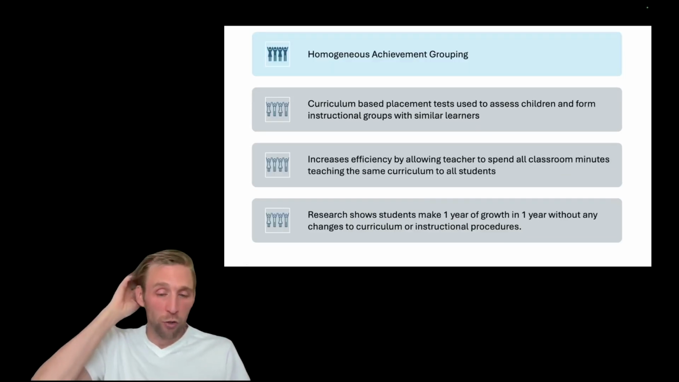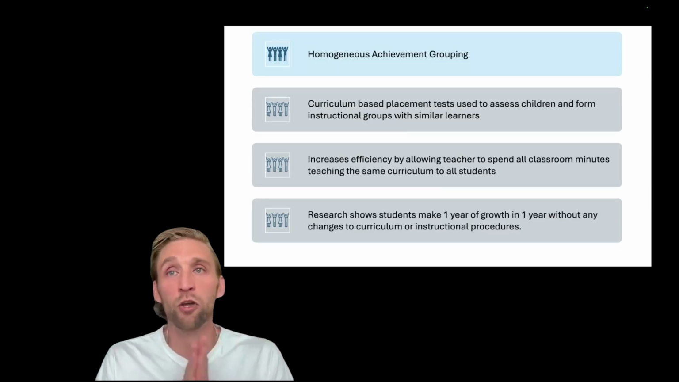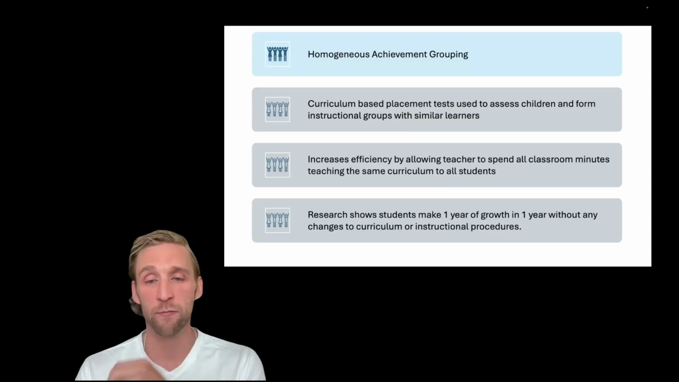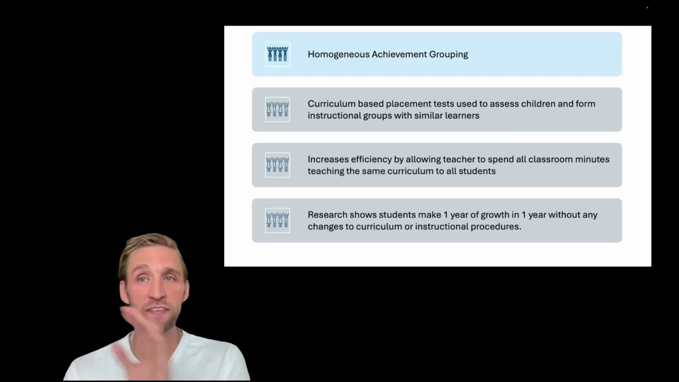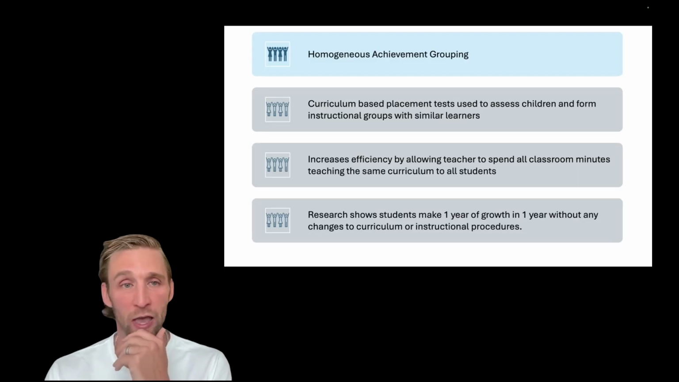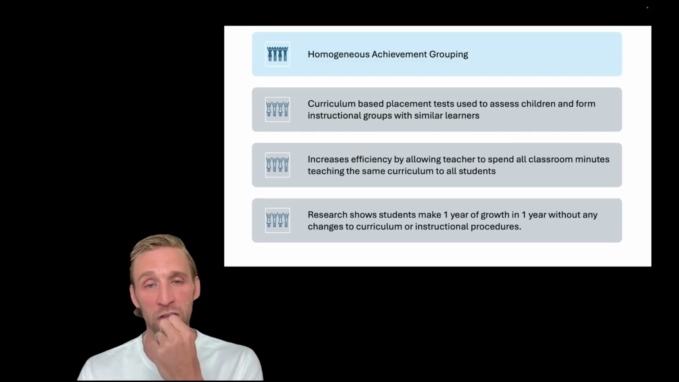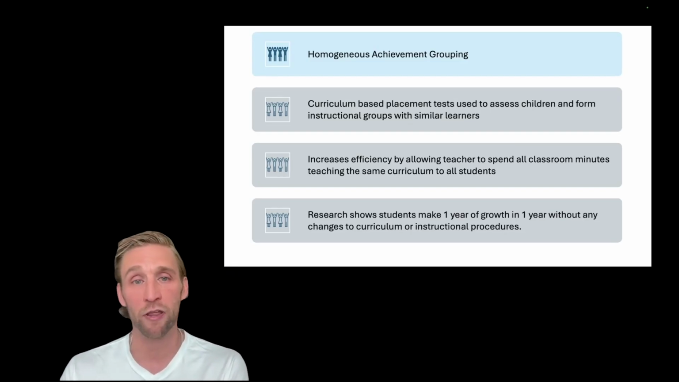The second thing that we do before children ever step foot in the door or step foot in the classroom setting is we group students based on similar strengths and weaknesses. And of all the six pillars, when people ask, like, if I were in charge of a public school setting, what's the first thing I would do? It would be homogeneous achievement grouping. So placing students in classrooms with similar students.